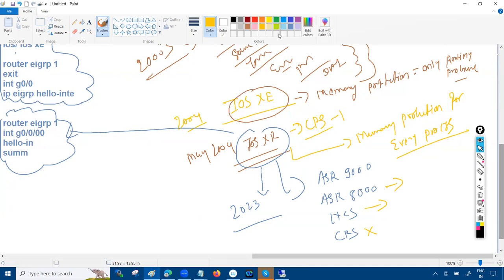But still people are using the ASR 9000 as well, because there's no big difference over there. But at the hardware level, there's a huge difference between the ASR 9000 and 8000. What will you get in the CCIE exam? If you're planning for the CCNP SP core or the CCIE lab exam, you will get all three: iOS, iOS XE, and iOS XR as well.